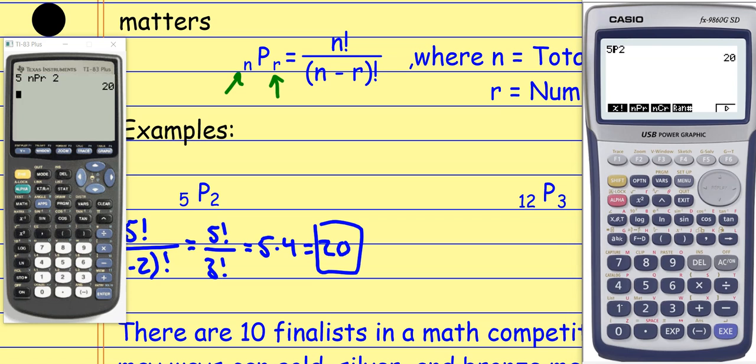So the next example here is 12, choose 3. Well, on the Casio, I've already got it pulled up. I hit 12, F2 for the permutation button, and then the 3, and I hit enter, and it gives me 1,320. On the TI over here, I have to type in the 12, and then I have to go to math, over to probability, then down to number 2, then the 3. So I have to keep going back into that probability menu each time. Not a big deal, but there it is. So 1320.